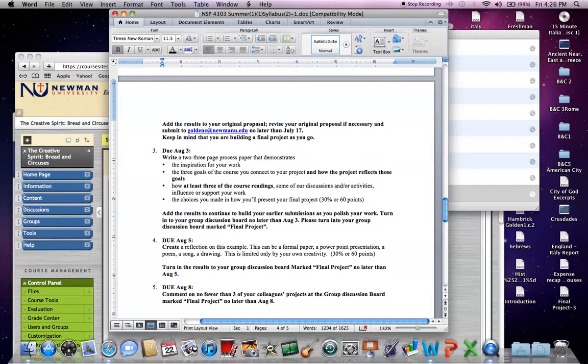So this is how you can sort of pull together things you've been doing. So if you are interested in Arrowhead Stadium, maybe you'll connect the readings on gladiators. Maybe you'll connect the readings on the New Orleans Superdome, right? So maybe those are the kinds of things you'll be able to connect. Turn that in on August 3rd. Included in that process paper is something you'll tell us. If you were to present this project, I don't know, professionally or to a classroom, how would you do so?